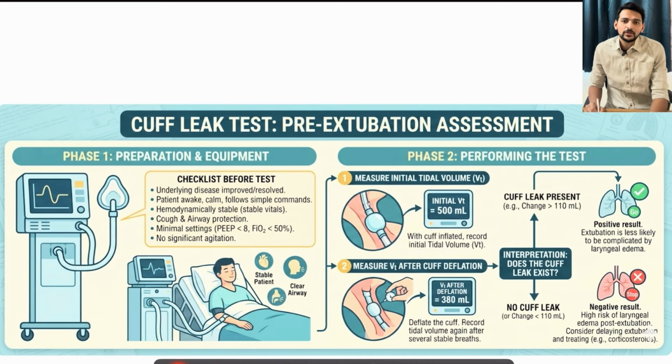Once the patient appears to be tolerating SBT, the final test is the cuff leak test. So before extubation, perform this one. What we have to do is measure the tidal volume appearing on the ventilator monitor and record that initial tidal volume. For example, if it is 500 ml, we deflate the cuff. After deflating, wait for some stable breaths, then remeasure the tidal volume after deflation. For example, if it is 380 ml, then we look at the difference between these two.